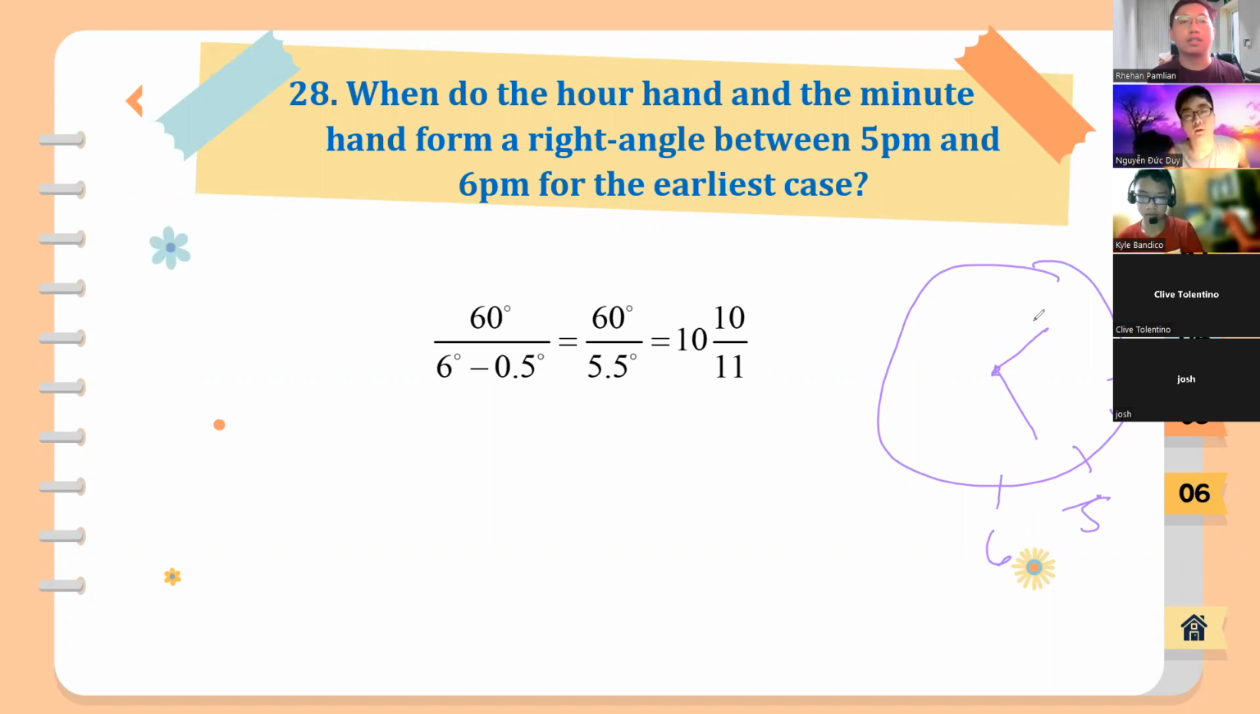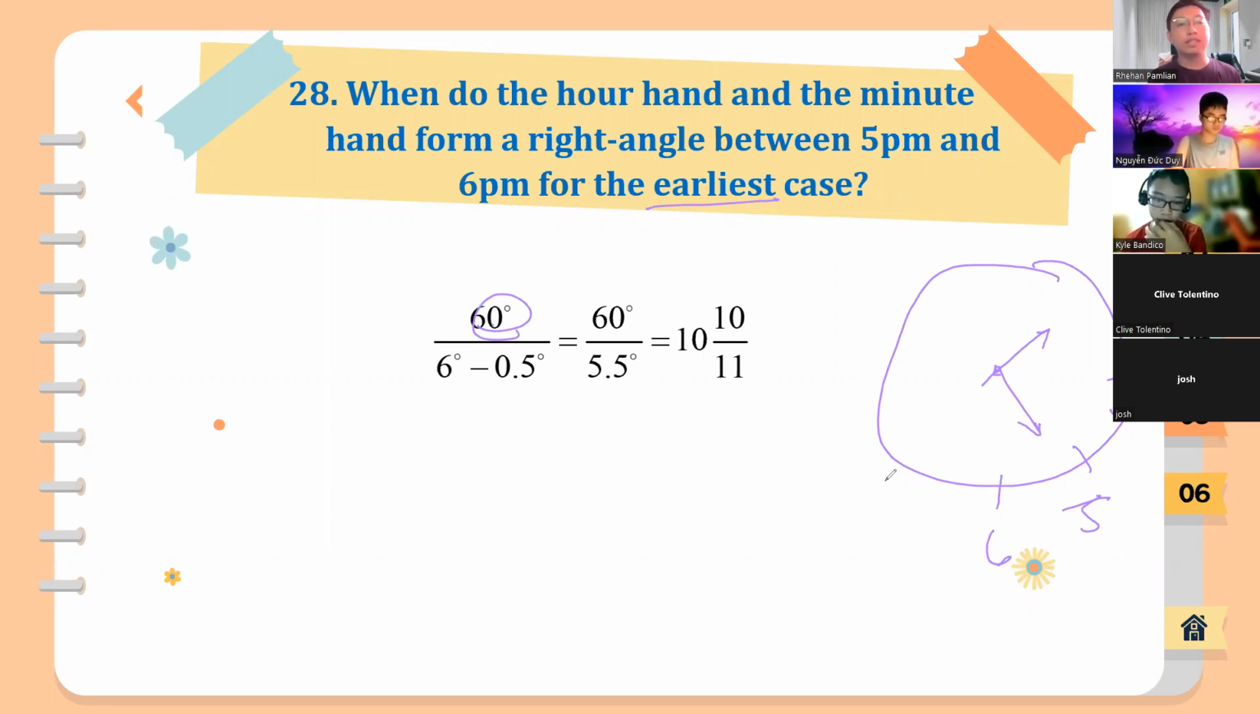Why? Because that's going to be the first right angle to be formed. Not this one. This one is also a right angle, but it's the second one, so it's not the earliest anymore. That's why it's stated there that it's the earliest case. So the earliest case would be in this form, correct? The technique there is to get the difference between the two hands.